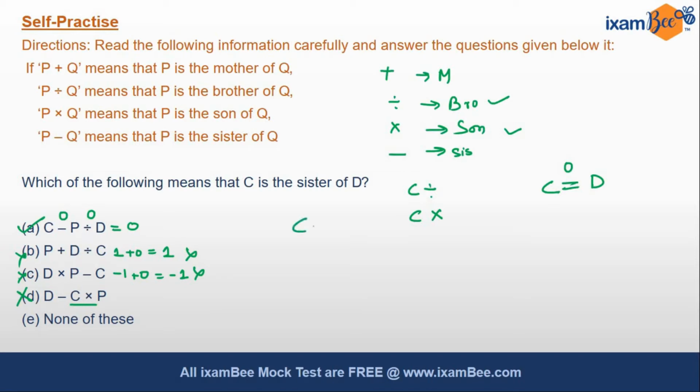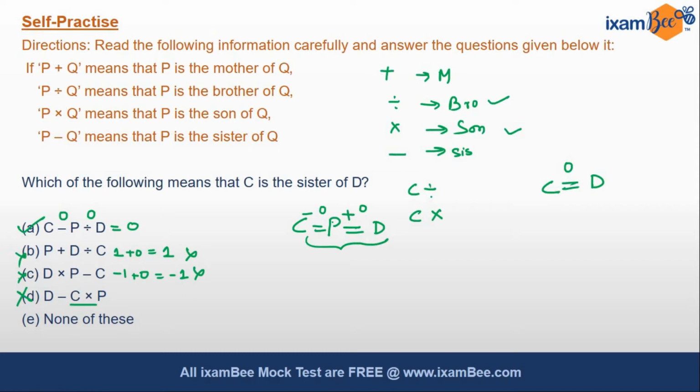So C is the sister of P according to option A, and P divided by D means P is the brother of D. C is the sister, that means it would be minus. P is the brother, that means it would be plus. D's gender is not known, which is also not required here. So as we see, generation gap is 0 and C is the sister of D. We can conclude from here that our option A is absolutely correct.